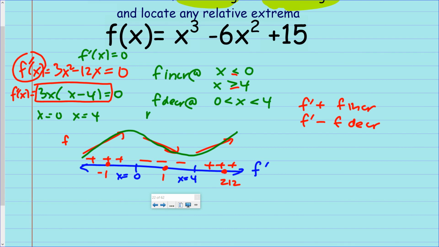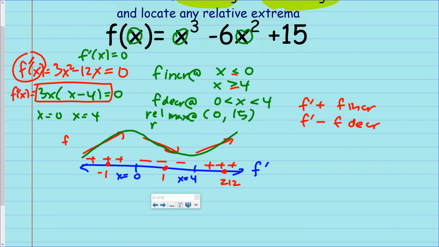What about, is there a relative max anywhere? Yeah. At what x value? 0. At what y value? If x is 0, what is your y value? 15. There's your relative max. You see how I'm getting that?